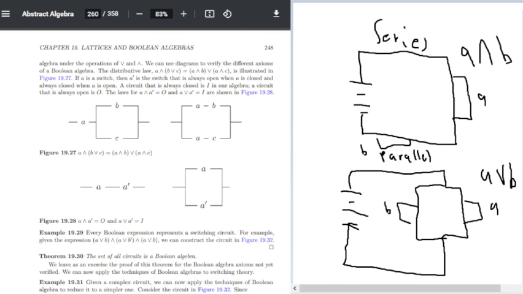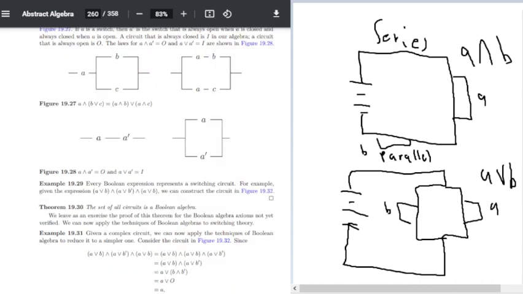A circuit that is always closed is I in our algebra. A circuit that is always open is O. The laws A join A prime is equal to I, and A meet A prime is equal to O, are shown in figure 19.28. So we can think of it this way: if this switch A is open, A prime is closed, and if A prime is open, then A is closed. So one of these circuits will always be closed, so there is always current, and one of these circuits will always be open, so there is never current.